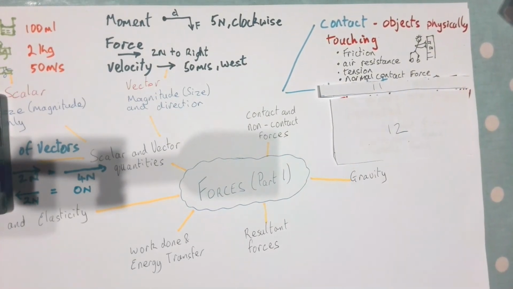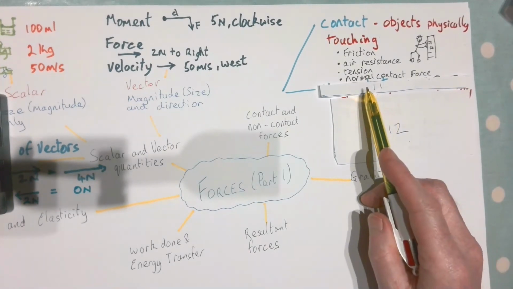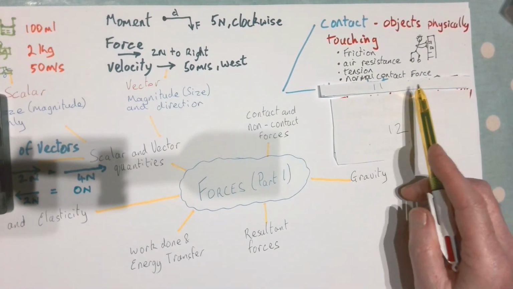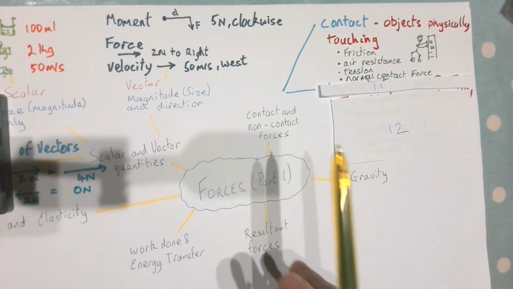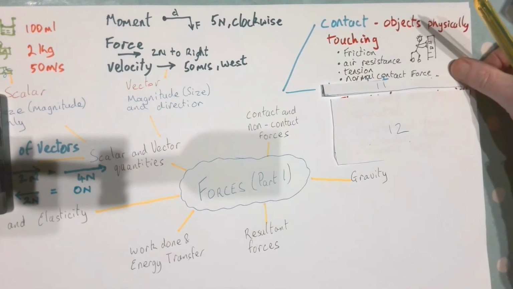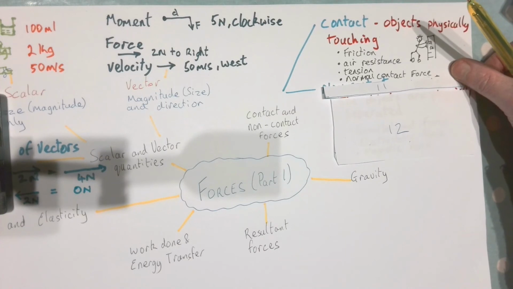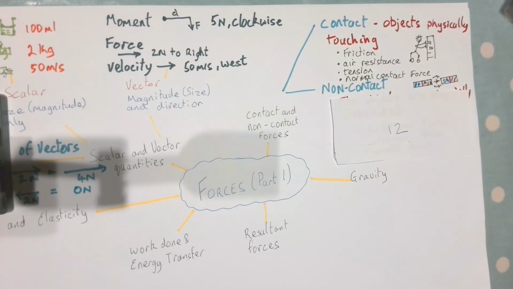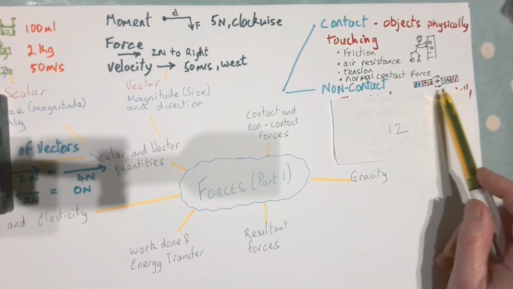The normal contact force, the normal meaning the right angles, and the contact force is when any object is touching another object, it has the opposite reaction force. So you sitting down, the chair will push up against you. Then you have non-contact forces, such as magnets.